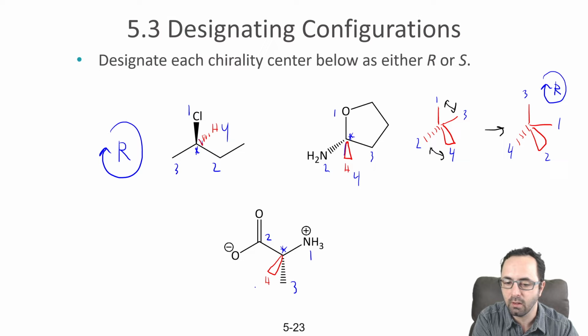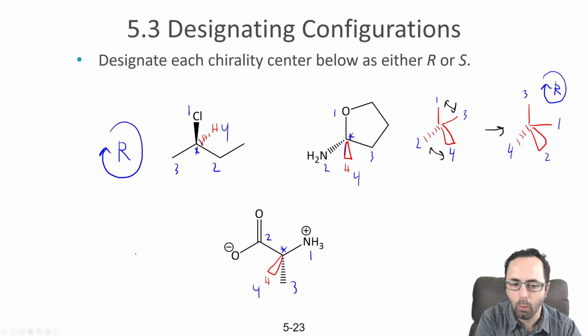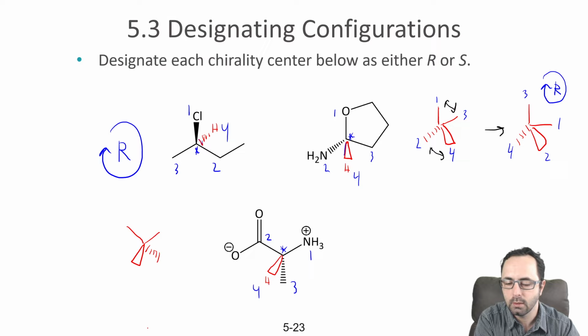Okay. And again, like last time, we'll want to redraw this to clear out the clutter and just include the four groups around the carbon here and put their designations in their place. So 4 here, 3 here, 1 here, and 2 here. And again, we're going to do a double switch. Again, it doesn't matter which ones you double switch. I like to double switch the wedge and the dash and the two ones in the plane of the page.